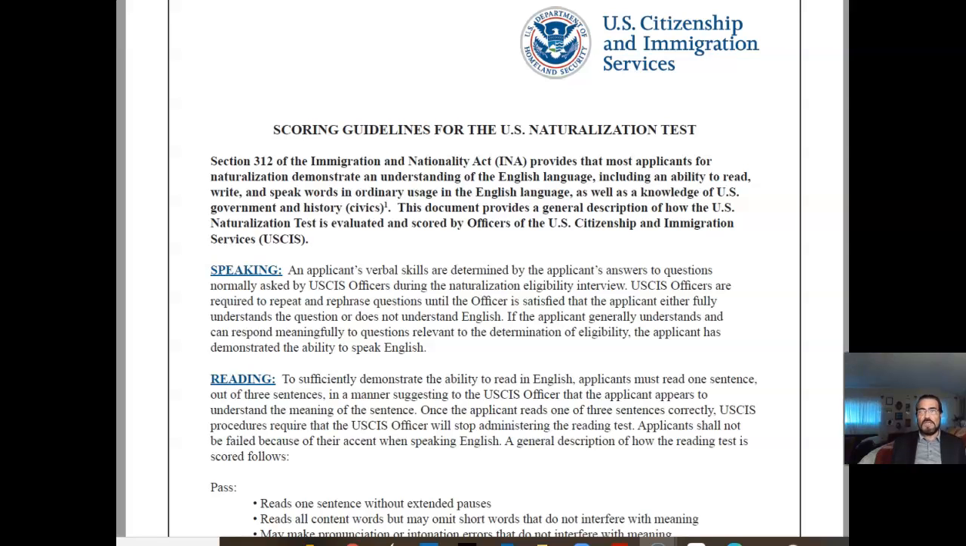What you see on the screen is the official scoring guidelines from USCIS, and I've provided you a copy of this document. Remember, the test has three parts: reading, writing, and civics.